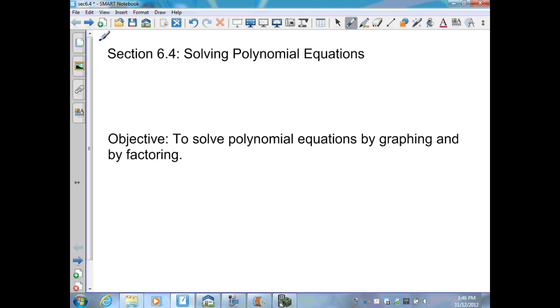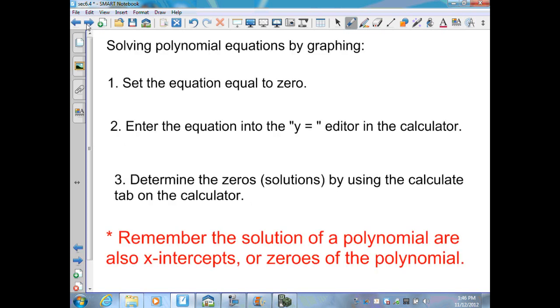Section 6.4, solving polynomial equations. Here we're going to solve them by graphing and also by factoring. Let's take a look at the procedure to solve by graphing.